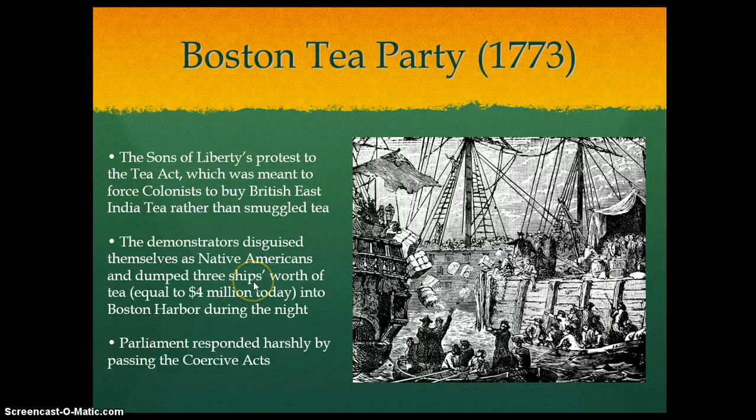So this is a huge economic hit that the British companies that are trying to sell the tea are going to take. Even if they have insurance, it's going to be expensive to replace it. What's more important, though, is the idea that this is clearly open, physical protest, total flaunting of the law that's happening in Boston. Parliament hears about it, and they respond very harshly by passing what are called the Coercive Acts.